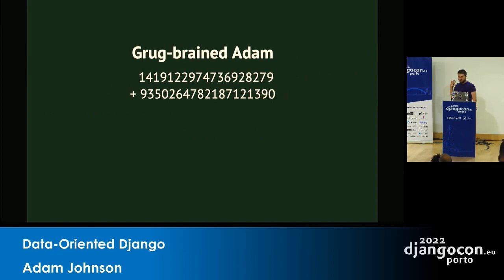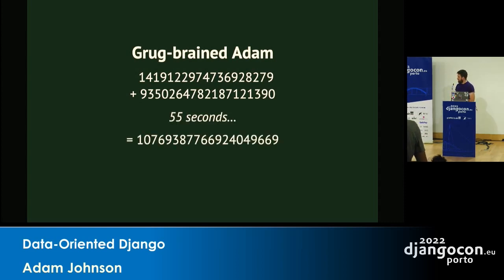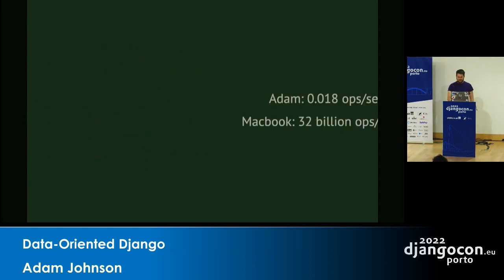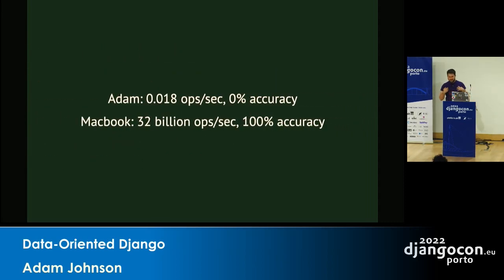I tried to compare with Grug-brained Adam. This computer is 64-bit. I generated 2 random 64-bit numbers and tried to add them together. That counts as one operation. It took me 55 seconds. I came up with this, and it was the wrong answer. One of the 6's should be a 5. So if we compare the computer with me at maths, I can do 0.018 operations per second at 0% accuracy, and the computer can do 32 billion operations per second at 100% accuracy.